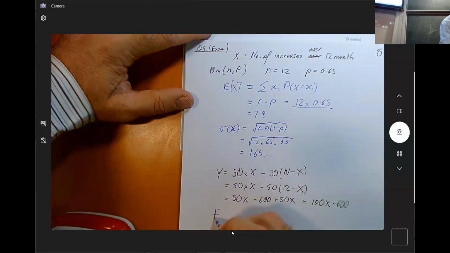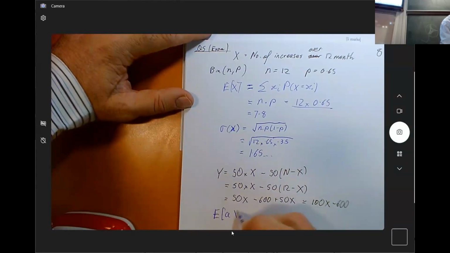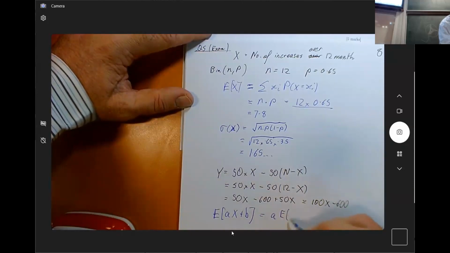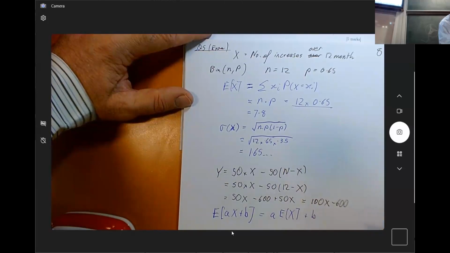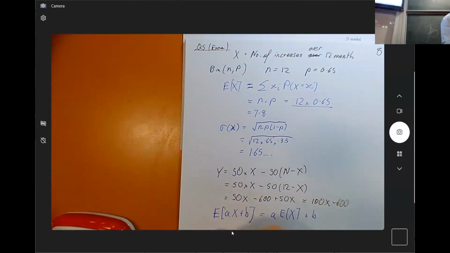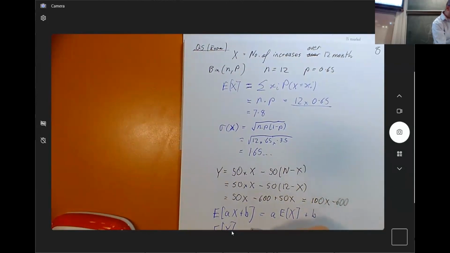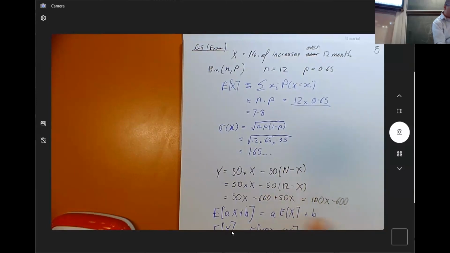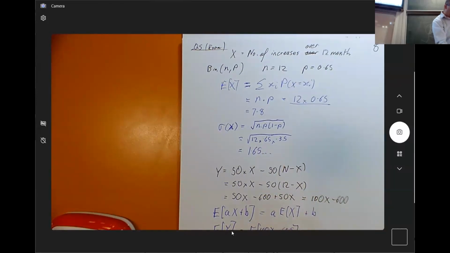So there's a thing that says, if I have the expected value of AX plus B, it's going to be A times the expected value of X plus B. So my expected value of Y should be equal to the expected value of, and so we've worked it out here, 100x minus 600. My formula says my A comes out the front, so that's 100 times the expected value of x minus 600.